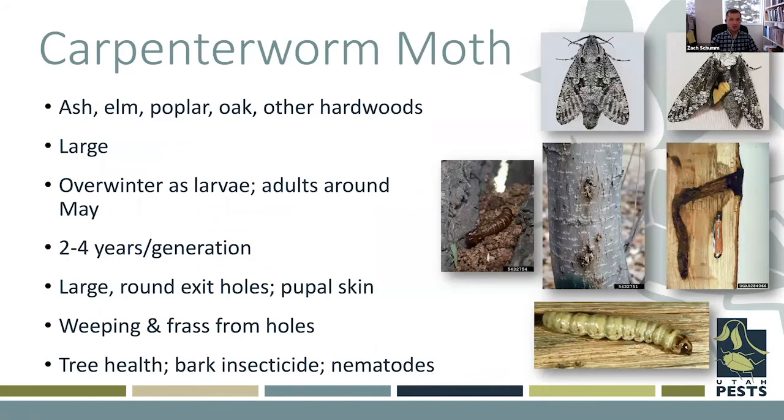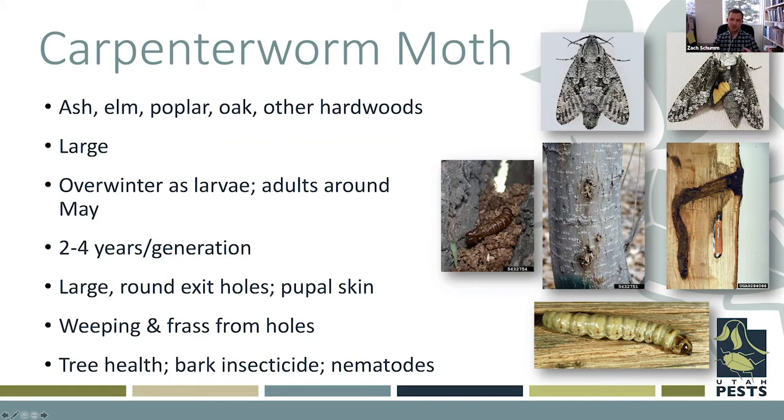So the next one is carpenter worm moth. Carpenter worm can attack ash, elm, poplar, oak, and other hardwoods as well. This is a large insect. The wingspan is over 3 inches, at least for some of the species. These overwinter as larvae, and we see the adults around May. There are 2 to 4 generations per year. And again, they leave circular emergence holes, and they tend to be a lot larger.